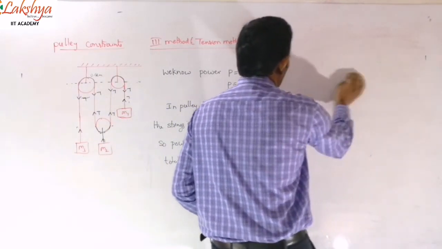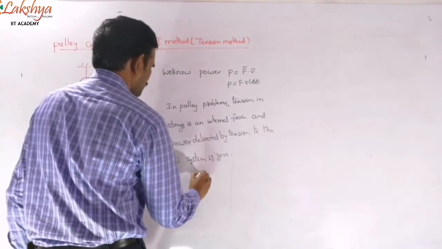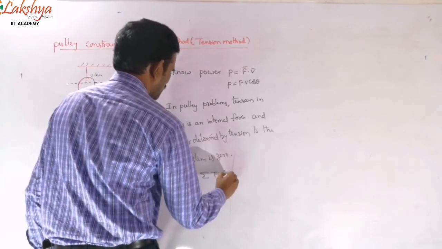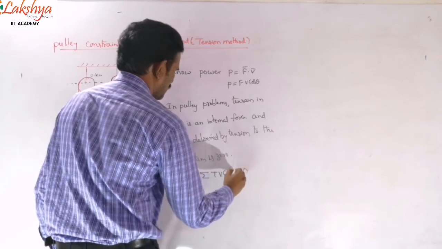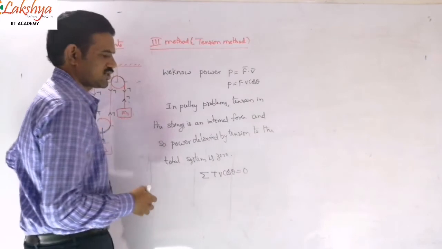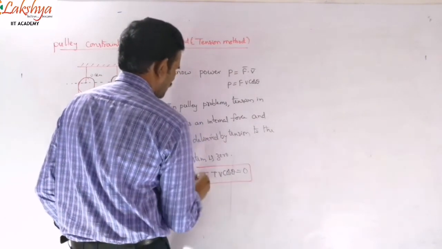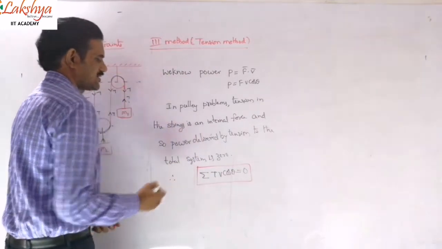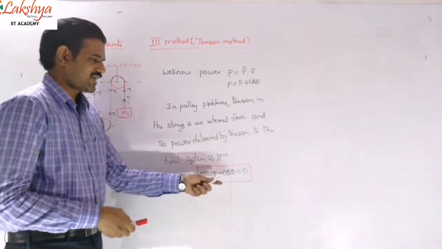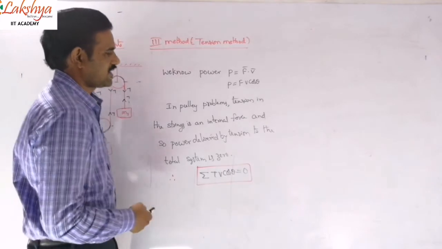And so what we can write here is sigma TV cos theta is equal to 0. So this is an important equation here. That means the total power supplied to the system, the total power delivered to the system, you can express it as sigma TV cos theta is equal to 0, where theta is the angle between the velocity and the tension.